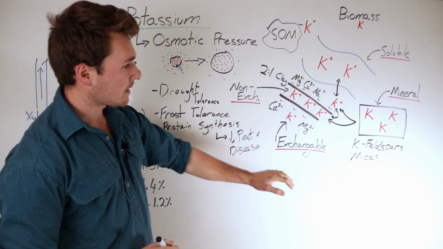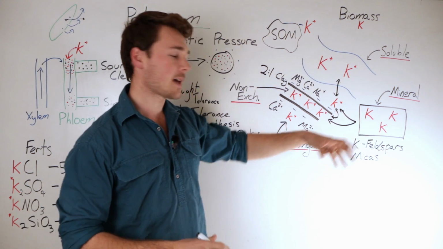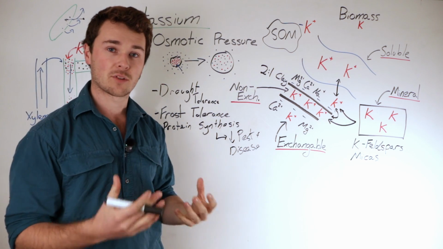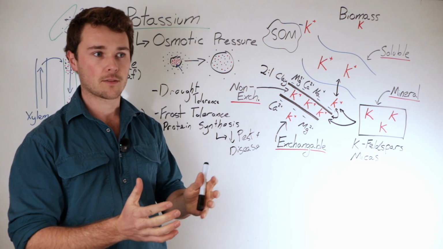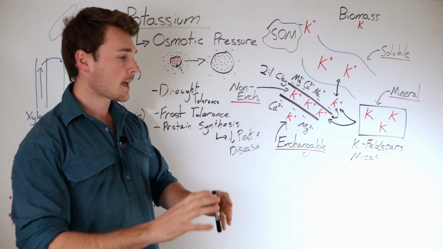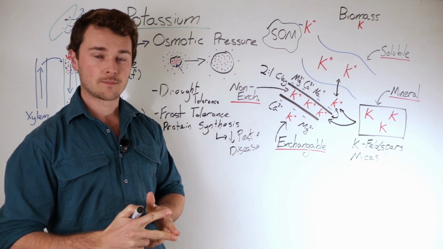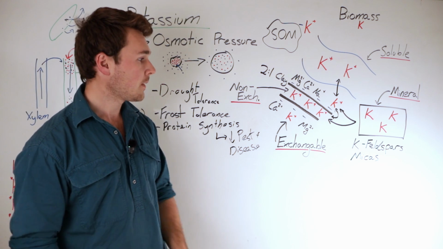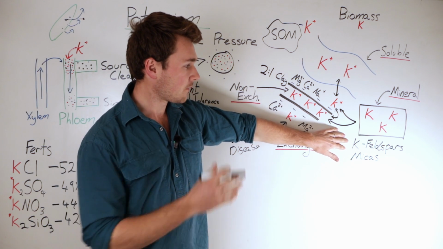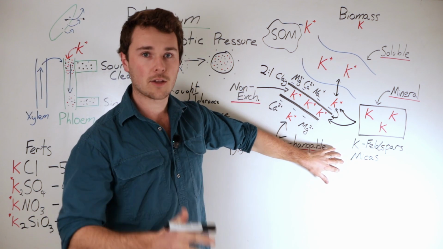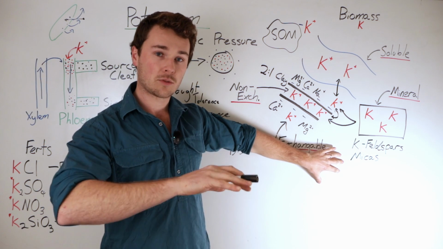Then finally, there's mineral potassium. This is potassium actually within primary minerals. These are minerals that formed from, say, volcanic activity. They are the rock, effectively. Now, there's two types of primary minerals that you can get potassium from, and that's K, potassium feldspars, and micas. These are the only two types of minerals that you can get potassium from.